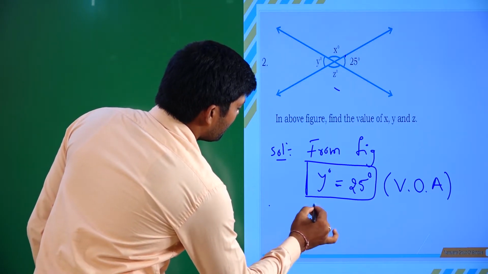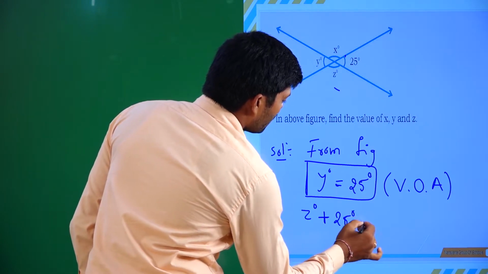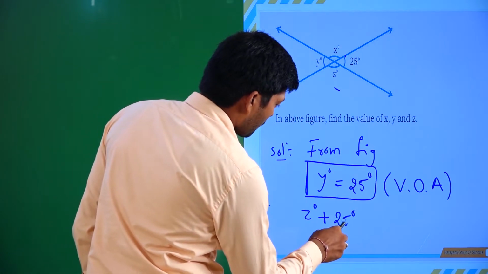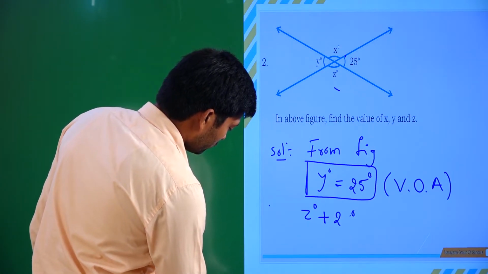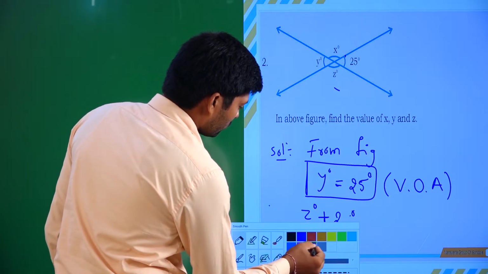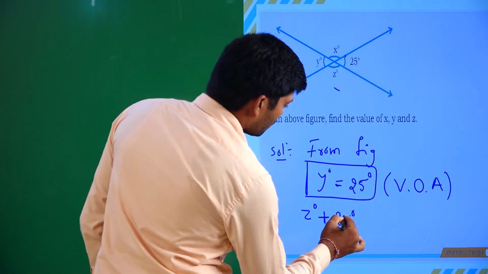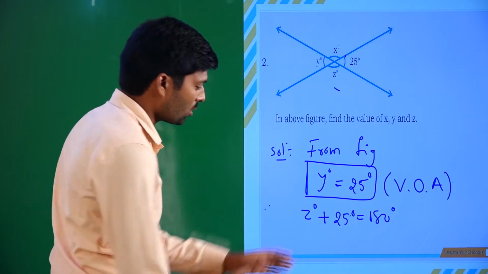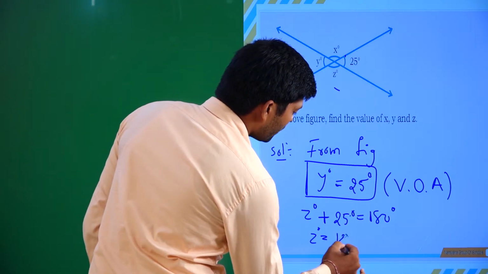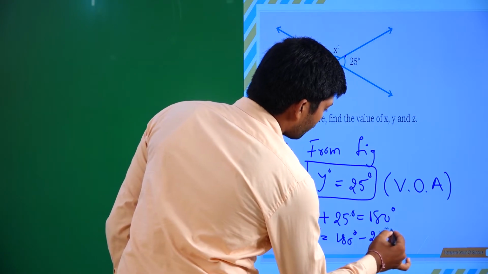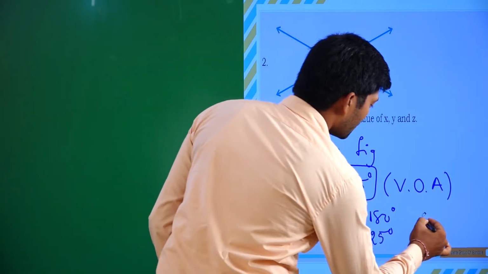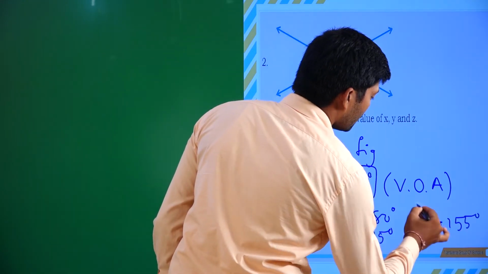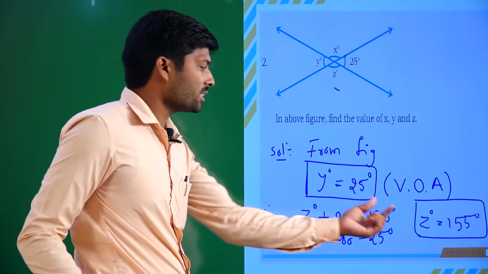That is, z plus 25 degrees is equal to exactly 180 degrees. From this, what is the value of z? It will become 180 minus 25. So z is equal to how much? 155 degrees. So we have completed angle y as well as angle z.